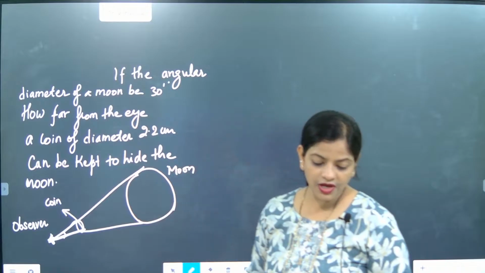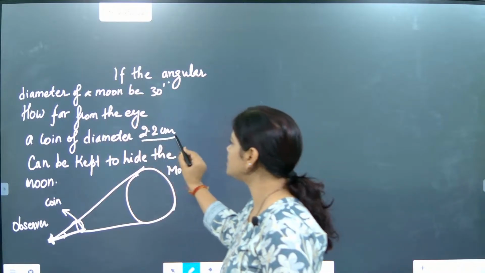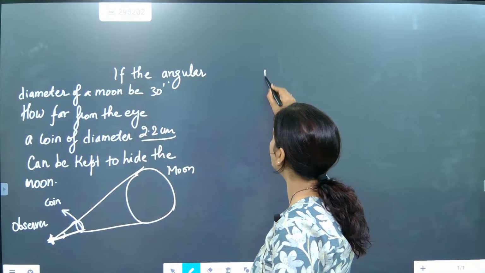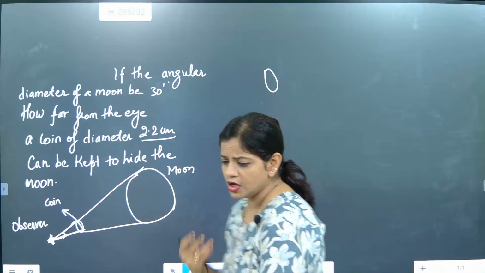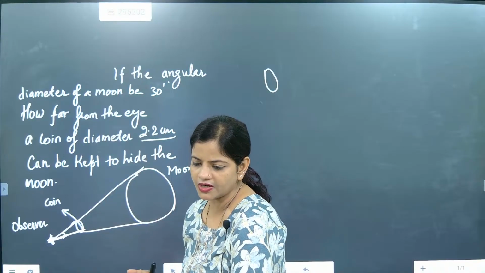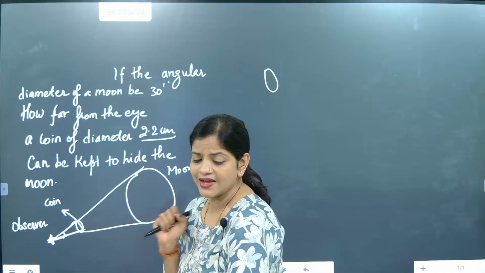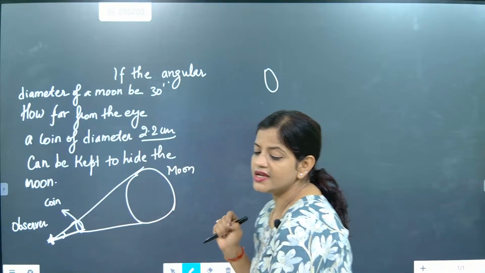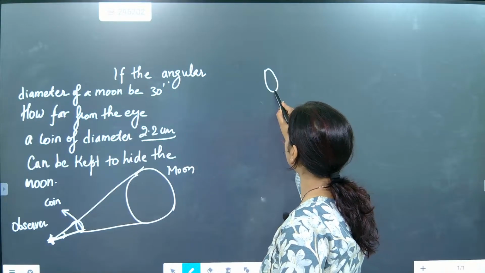So here what are we exactly going to do? See, first thing is 2.2 centimeter is the diameter of the coin. So now we will only be focusing on the coin, because it has to hide the moon, so anyway the moon will not be visible to you. What is the most important part here is the coin and the observer, because the coin has to be placed at a certain distance so that it will hide the moon. So now let's check this one out.